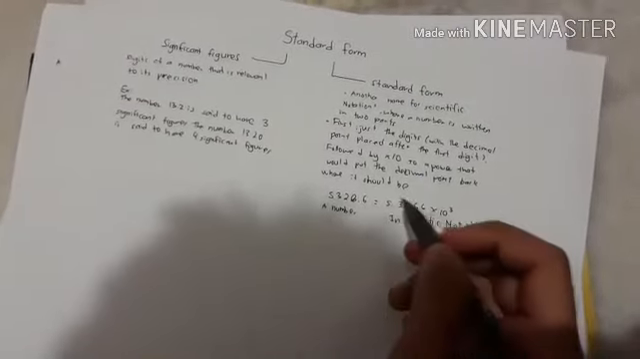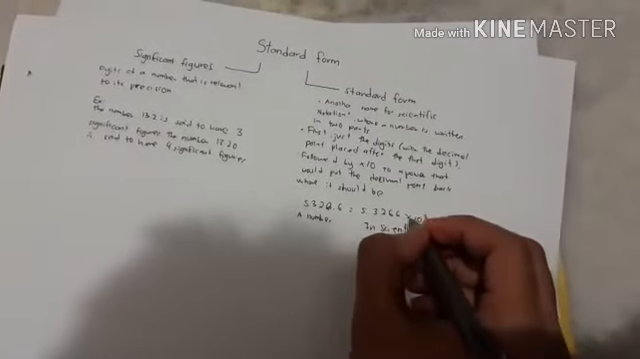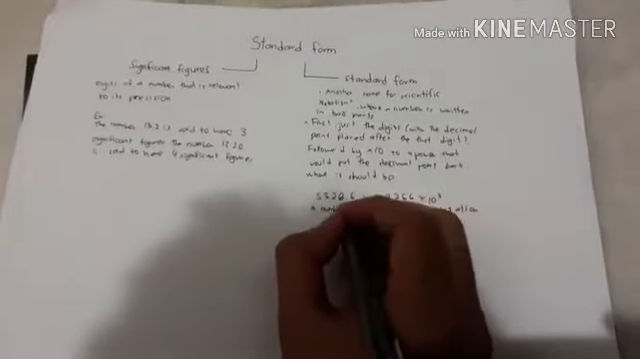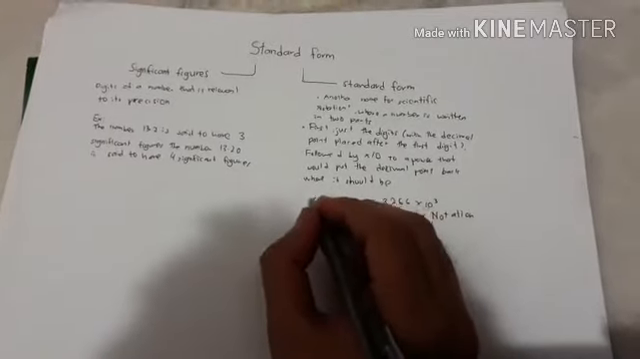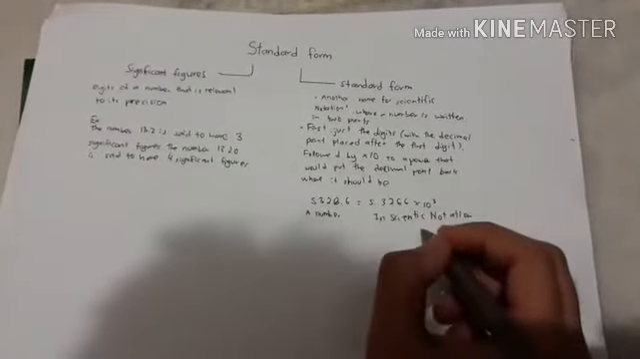5326.6 is equal to 5.3266 times 10 to the power of 3, because we move the point to the front 3 times until it has a single number in front. That's called standard form or scientific notation.